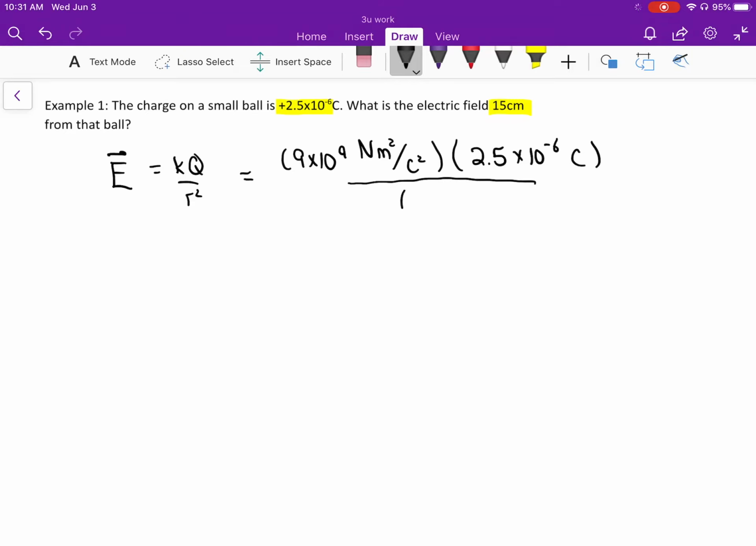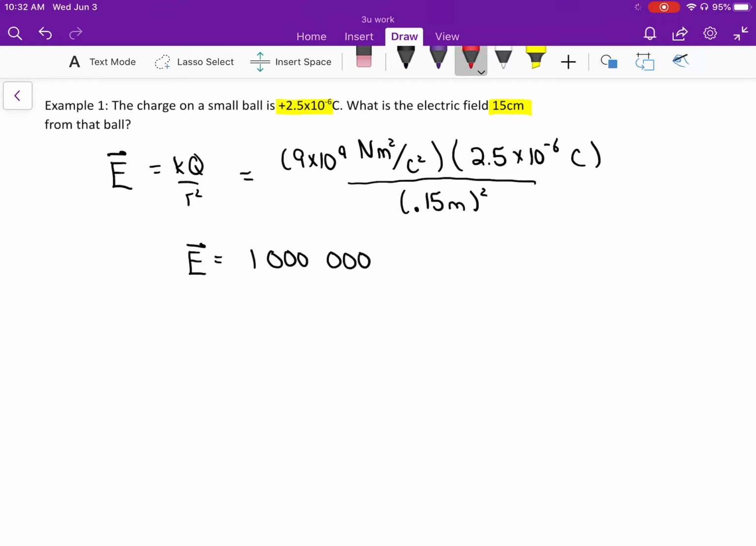The distance has to be in meters, so this becomes 0.15 for this question. And then square that. Grab your calculator and crank that out. Capital E with the vector hat, nice clean numbers. It's going to work out to exactly 1 million. You can double check that.